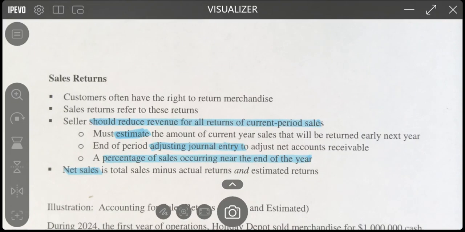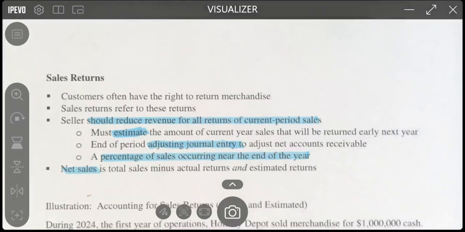An end of period adjusting journal entry will be used to adjust net accounts receivable. A percentage of sales occurring near the end of the year will be the amount of the adjusting journal entry. And then net sales is the total sales minus the actual returns to date and the estimated returns. Let's look at an example.